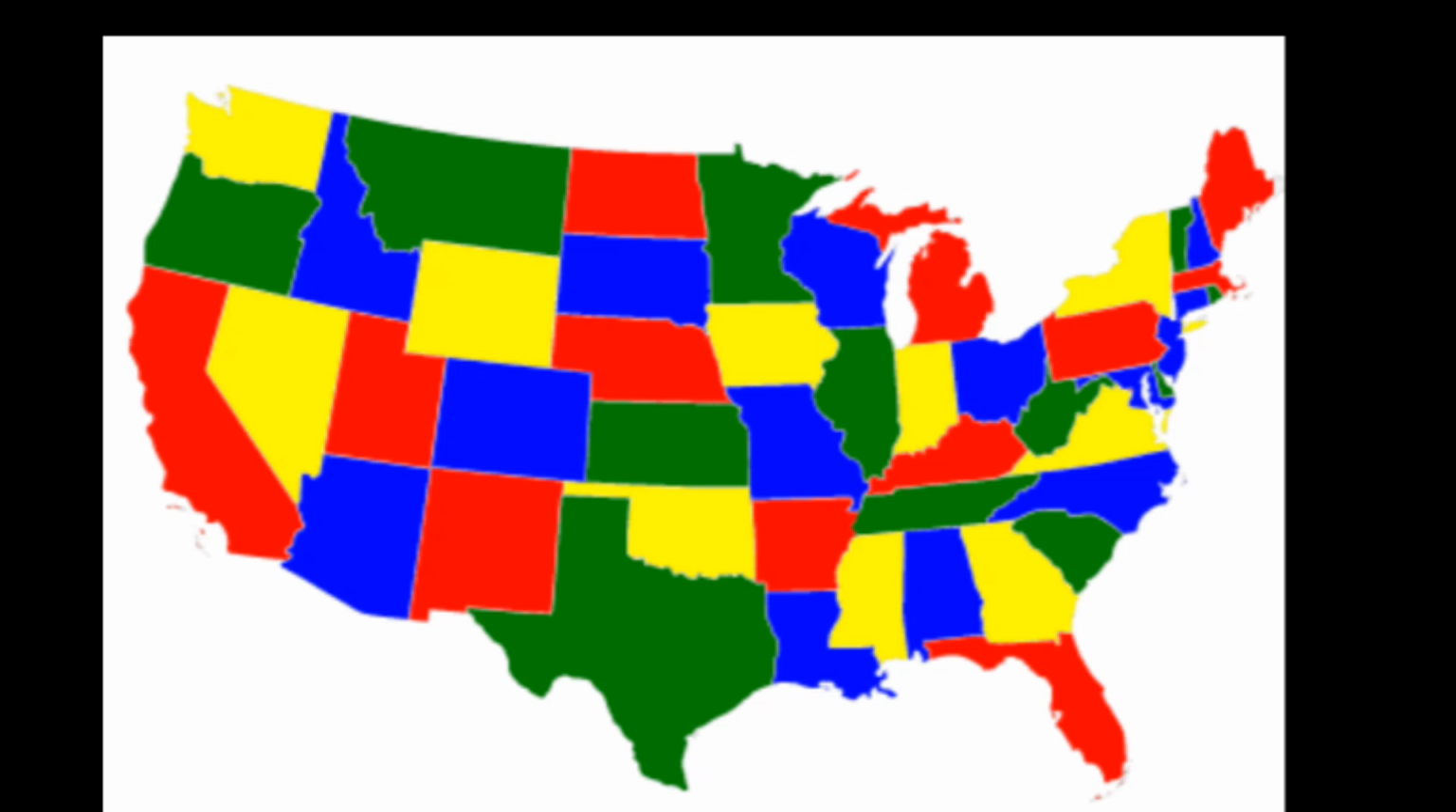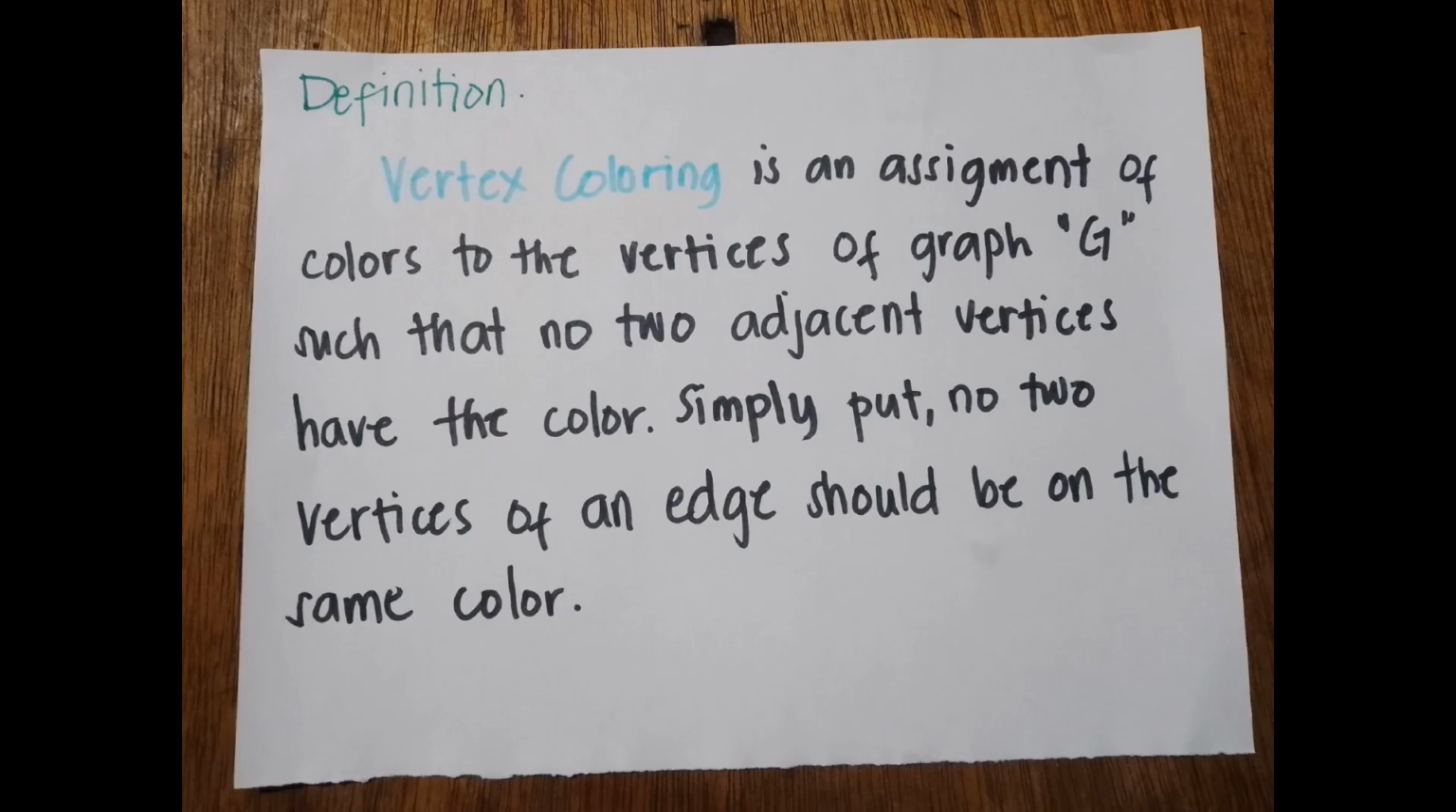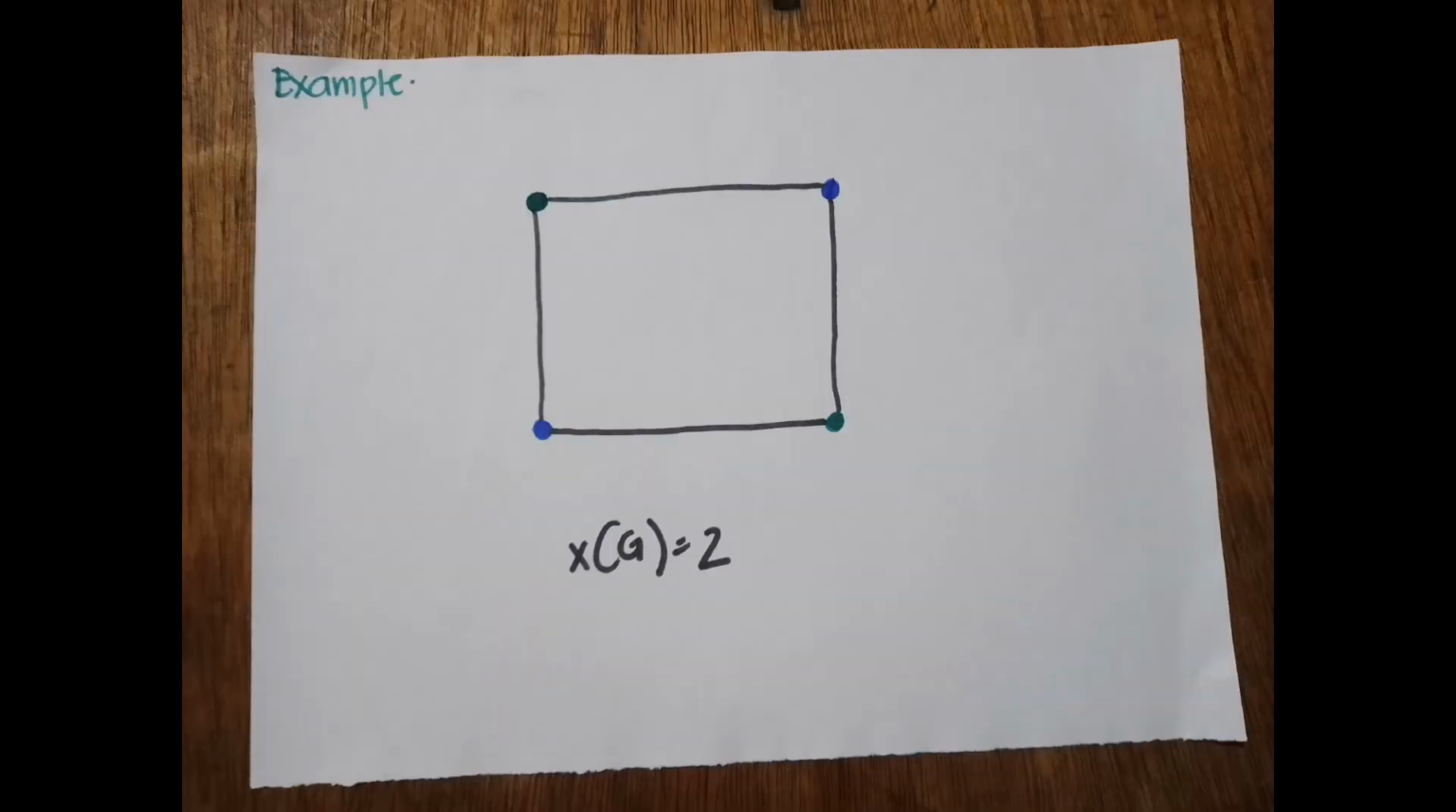So what is vertex coloring? Vertex coloring is an assignment of colors to the vertices of graph G such that no two adjacent vertices have the same color. Simply put, no two vertices of an edge should be on the same color. For example, in this graph, we use two different colors, and 2 is the minimum number of colors such that no two adjacent vertices have the same color.